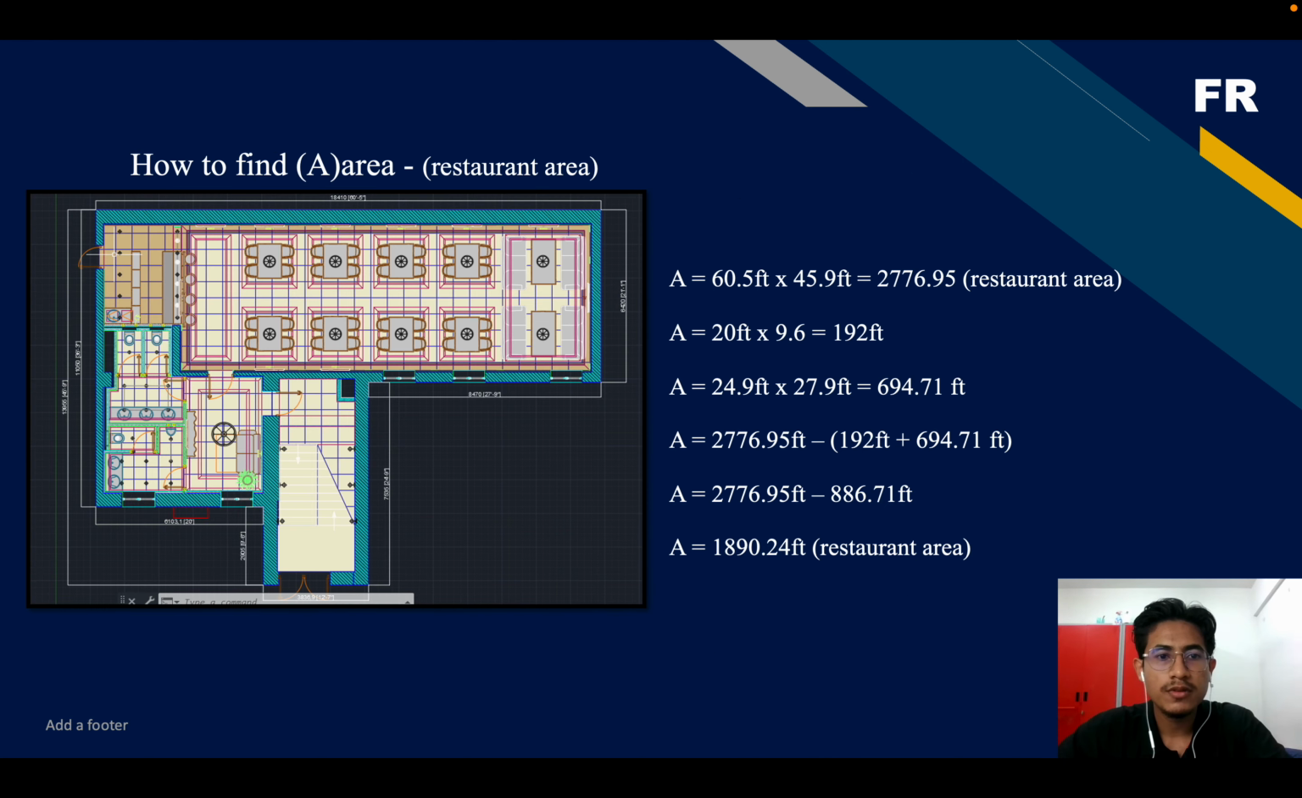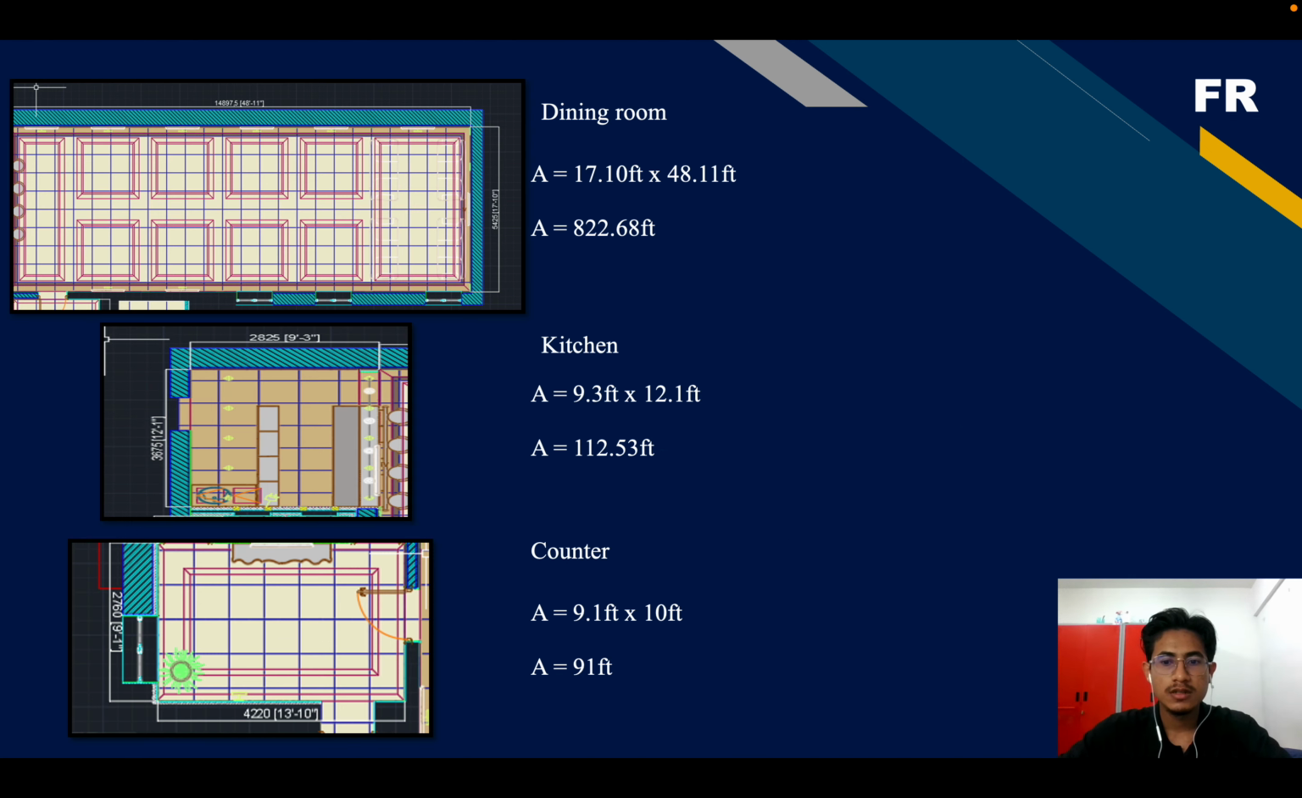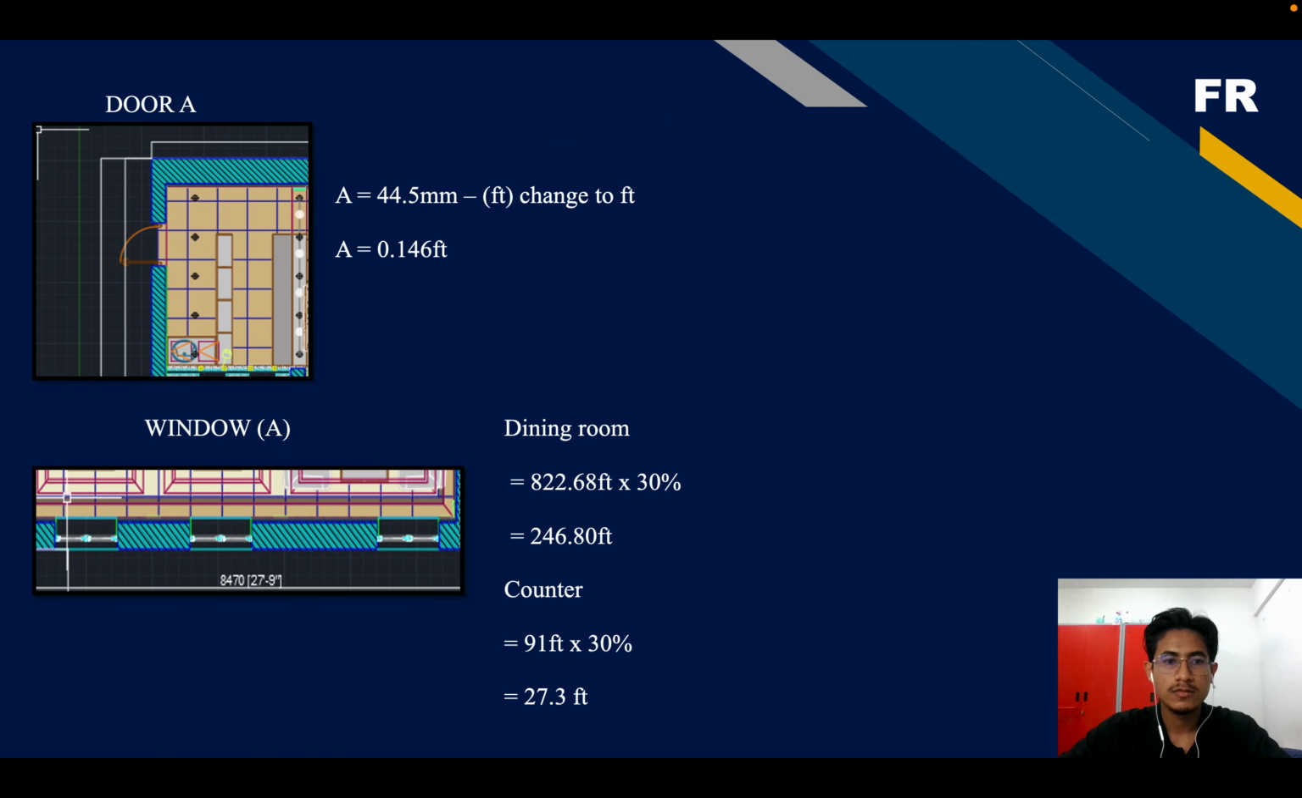The next one is how to find area, the restaurant total area. This is how we find the total restaurant area. The next one is how to find dining area, length times width, kitchen length times width, and counter length times width. The next one is how to calculate door. 44.5 mm changed to feet, we can get 0.146.